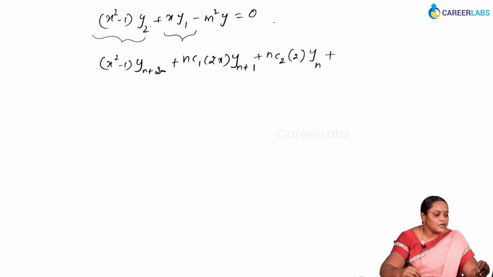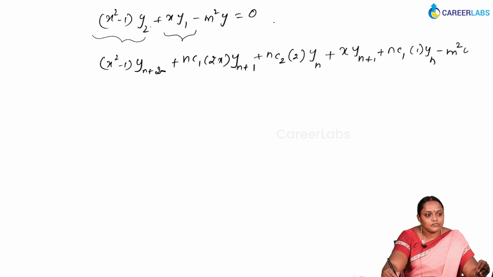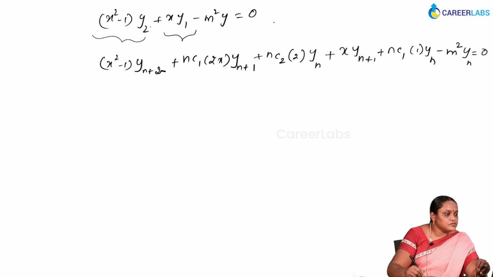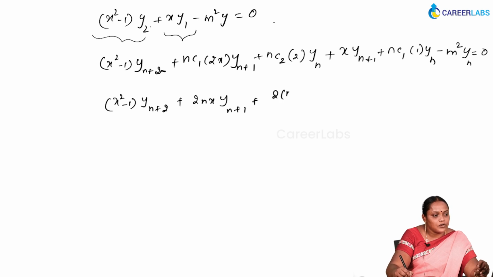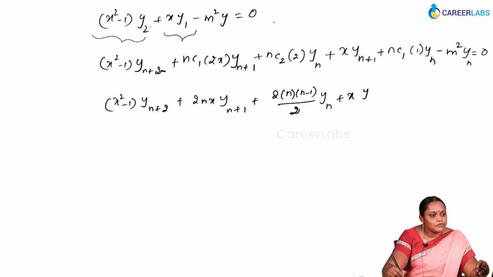Now let us consider the second term, x into y1. The differentiation will be x into yn plus 1 plus nC1, and differentiation of x is nothing but 1 into yn. Then minus m square into differentiation of y, which is yn, equivalent to 0. So this is x square minus 1 yn plus 2 plus 2nx yn plus 1, as nC1 is nothing but n, plus 2 times n into n minus 1 divided by 2 factorial, which is 2, into yn, plus x into yn plus 1 plus n into yn minus m square into yn equivalent to 0. So these two will get cancelled.